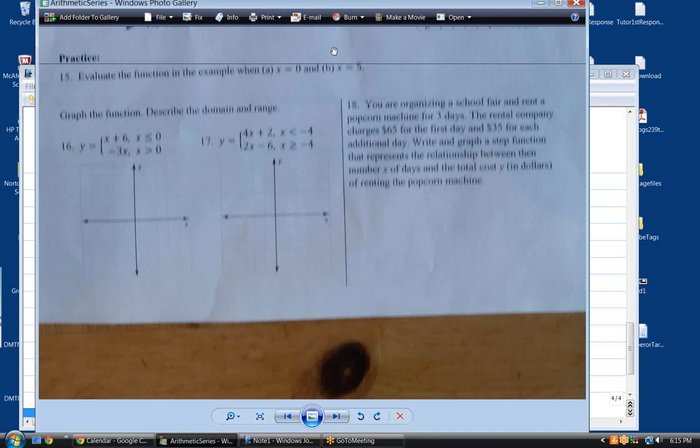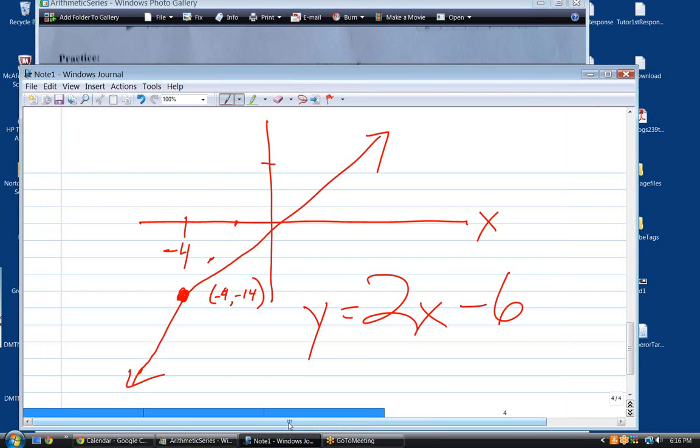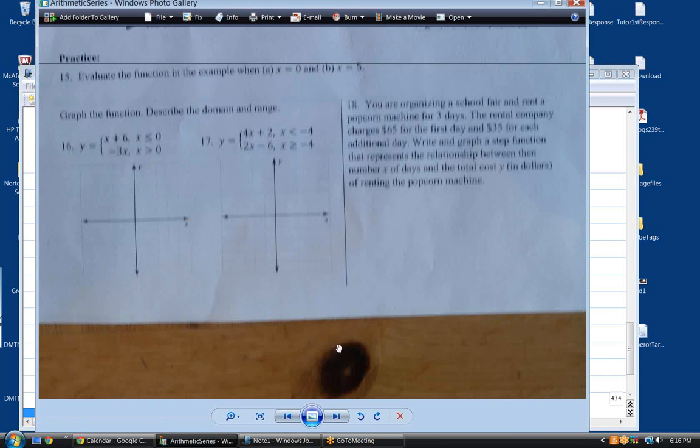Now, they ask one last question. What's the domain and range of the function that I just drew here? Tell me what the domain is. All real numbers. What's the range? All real numbers. Very good. Same thing with the other one, I believe, if I remember correctly.